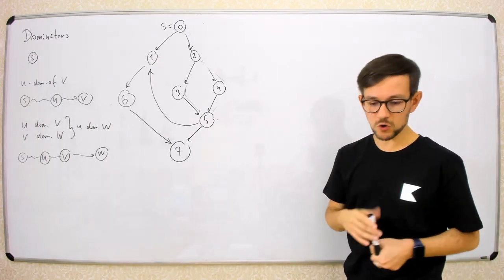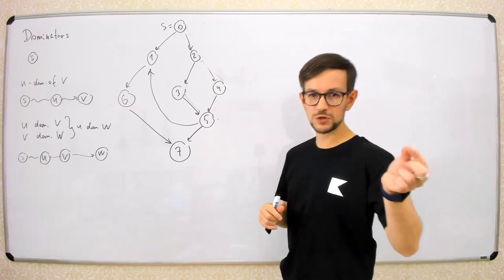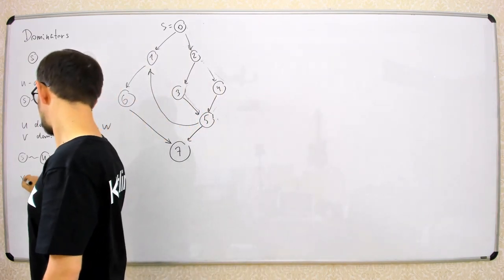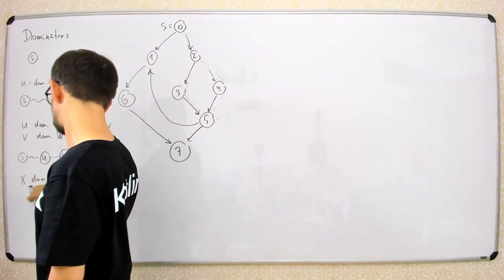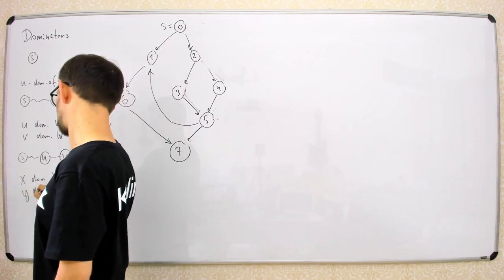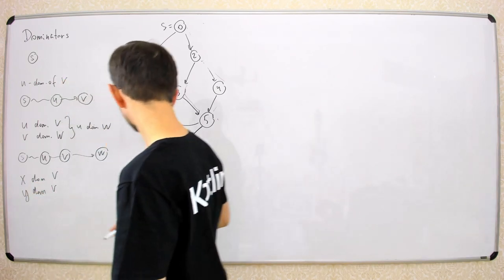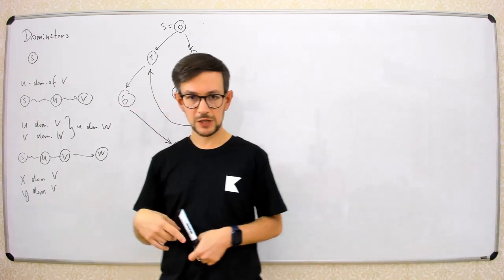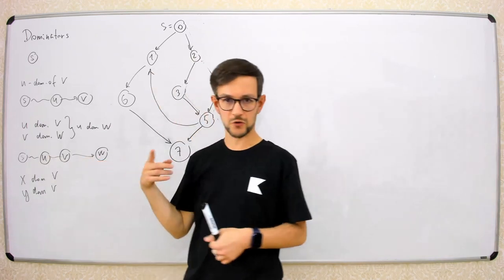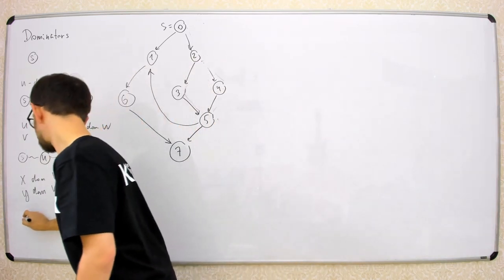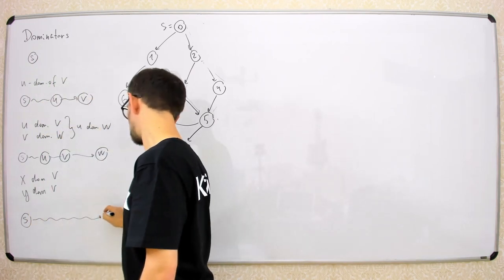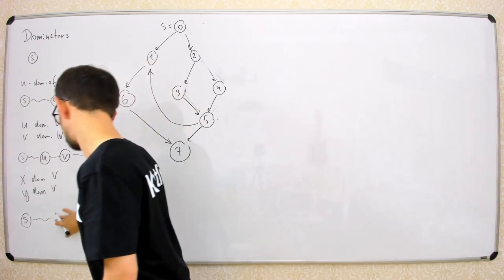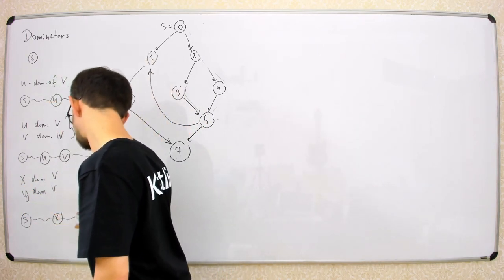The second property is a little bit more complicated. Let's take two different dominators of V. So let's take X and Y, both dominators of V. What does it mean? If they both are dominators of V, then they belong to any path from S to V. So let's draw some path from S to V. On every path, there must be nodes X and Y. So let's put them here. X and Y.